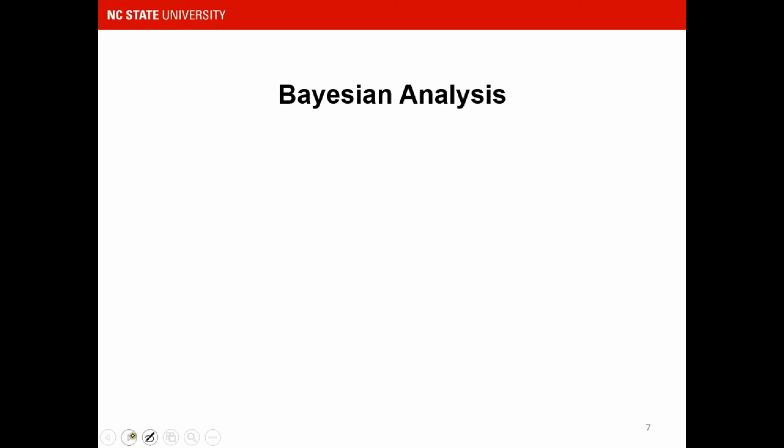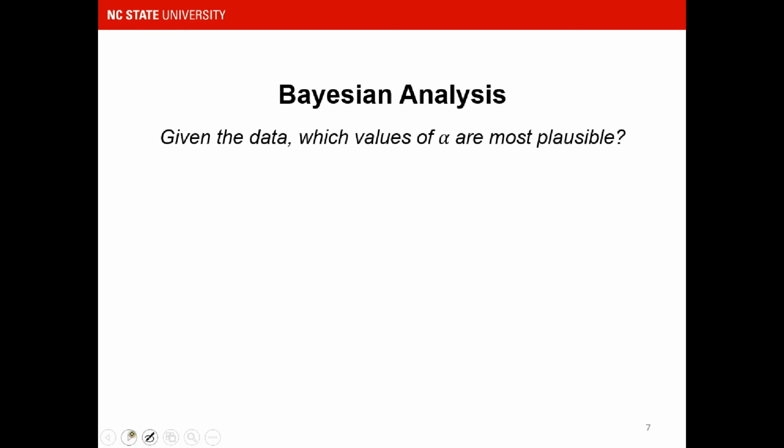Bayesian analysis takes a different approach. Instead of looking for alphas that minimize errors and produce a best fit curve, this method addresses the question, given the data, which values of alpha are the most plausible? So what do we mean by most plausible alphas?